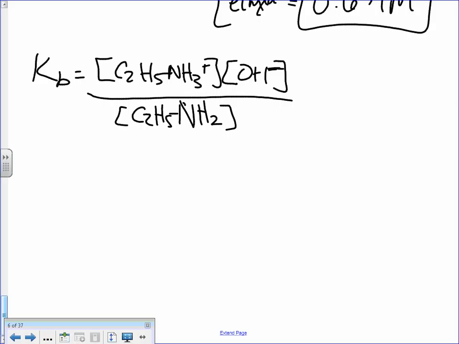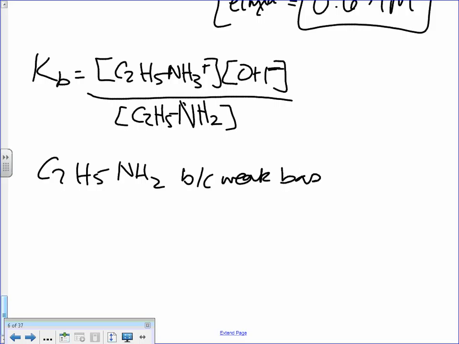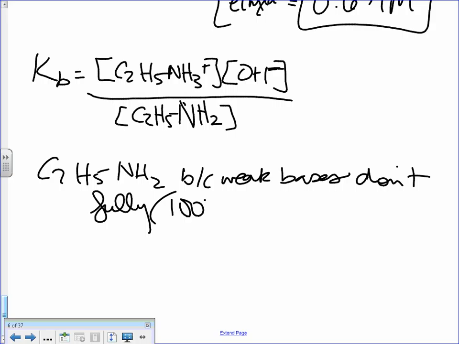Okay, part C, which is higher? Which is higher, guys? C2H5NH2. Why? Because it's a weak base. That does not tell me why. Because weak bases don't react much. Weak bases don't, what? Dissociate. What kind of dissociate? Okay, fully, or you can say 100% dissociate.